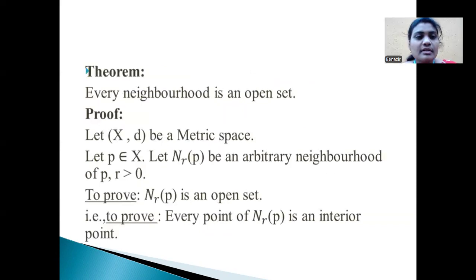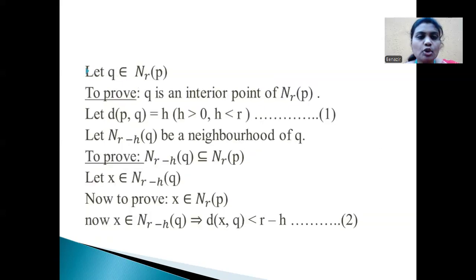Now, based on this, the theorem: every neighborhood is an open set. Proof. Let (X, d) be a metric space. Let P belong to X. Let N_r(P) be an arbitrary neighborhood of P. Here r is greater than 0. To prove N_r(P) is an open set, that is, to prove every point of N_r(P) is an interior point. Let Q belong to N_r(P). To prove Q is an interior point of N_r(P), let us take the metric d(P, Q) = h. Here h is greater than 0 and this h is smaller than r.